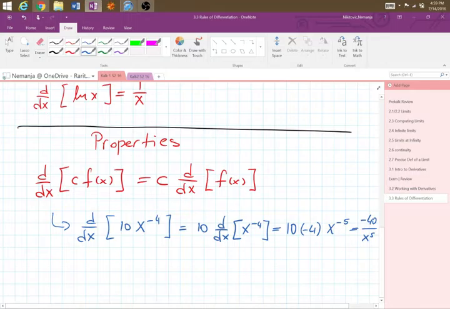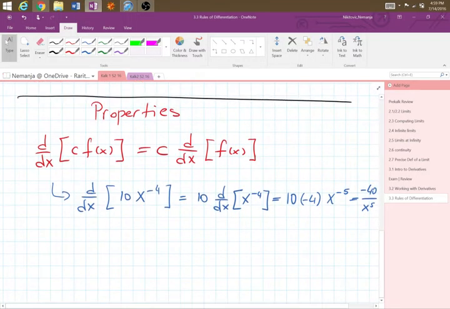So this was an example, and the only thing that we are focusing on here is that this constant gets to drop in front, and that's exactly what happened with 10. 10 was pushed in front of the derivative, and we did the derivative, applied it only on a function. And the next one, so that's that rule.